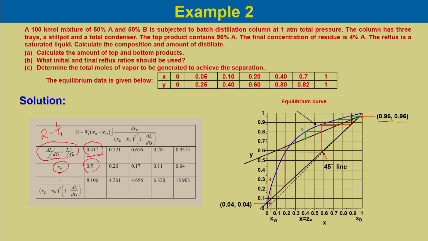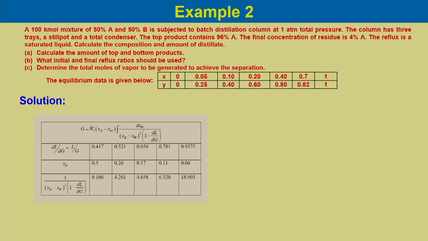So, this is the range of reflux ratio you could see: the initial reflux ratio is 0.417 corresponding to xw equal to 0.5, and finally you will obtain xw equal to 0.04 in the residue, corresponding to the reflux ratio L by G of 0.9375. So, then you have this data.